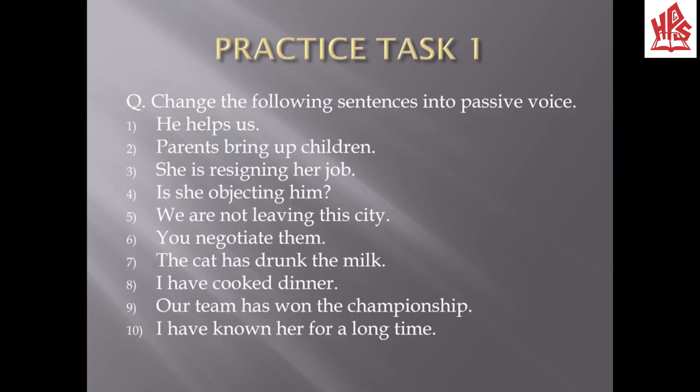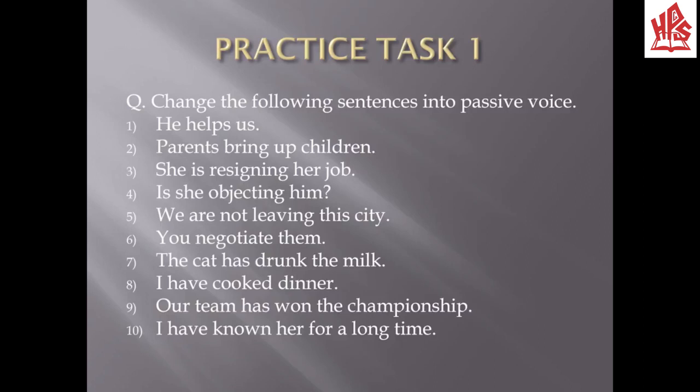You negotiate them. It is the first form of the verb, present simple tense. So you are going to add is, am, are only, without being. They are negotiated by you. The cat has drunk the milk. It is present perfect tense. You are not going to change the helping verb, but you are going to add "been" with the helping verb of the perfect tense. The milk has been drunk by the cat. Your subject and object have been changed and you have added been with your has, have.